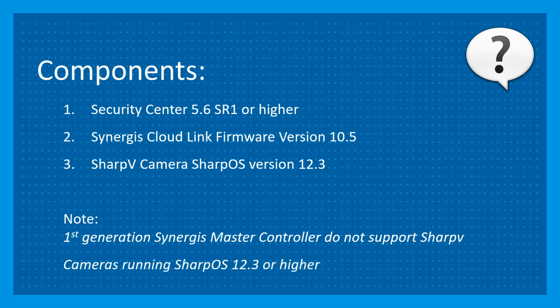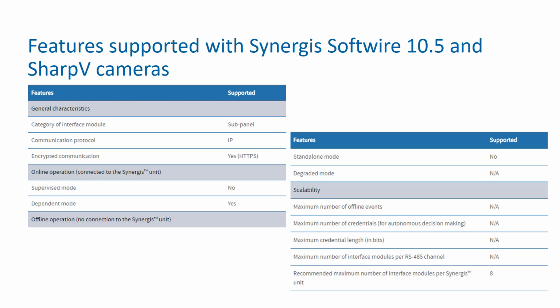And a quick note, the first generation Synergis master controller does not support the SharpV camera when running SharpOS 12.3 or higher. Once the SharpV camera is added to the Synergis Cloud Link, it will behave as a door or barrier. Here are some of the features that we support on Softwire 10.5 when adding the SharpV camera.